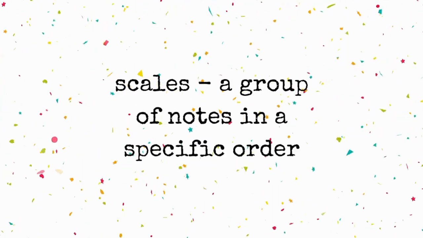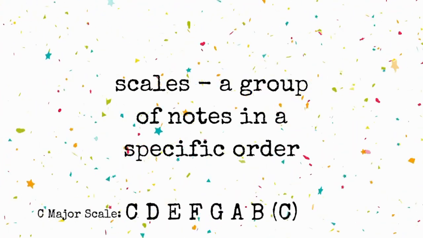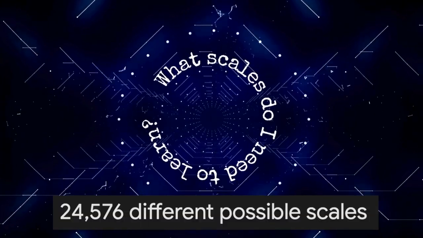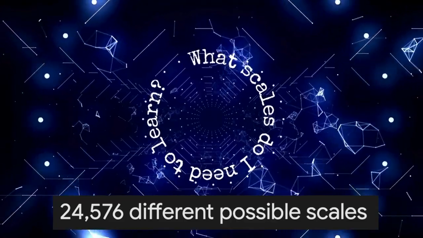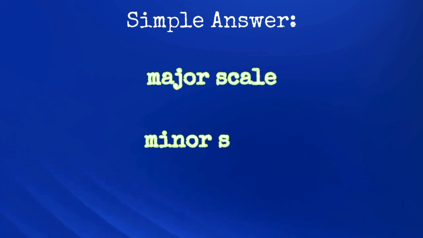A scale is a group of notes in a specific order, like the C major scale put up down here for reference. All these notes are in a particular order to form a C major scale. Now I'm sure you're thinking there's thousands of scales. What scales do I need to learn? There's actually a relatively easy answer to that question. There's 2 primary scales you need to learn. You need to learn a major scale and a minor scale.